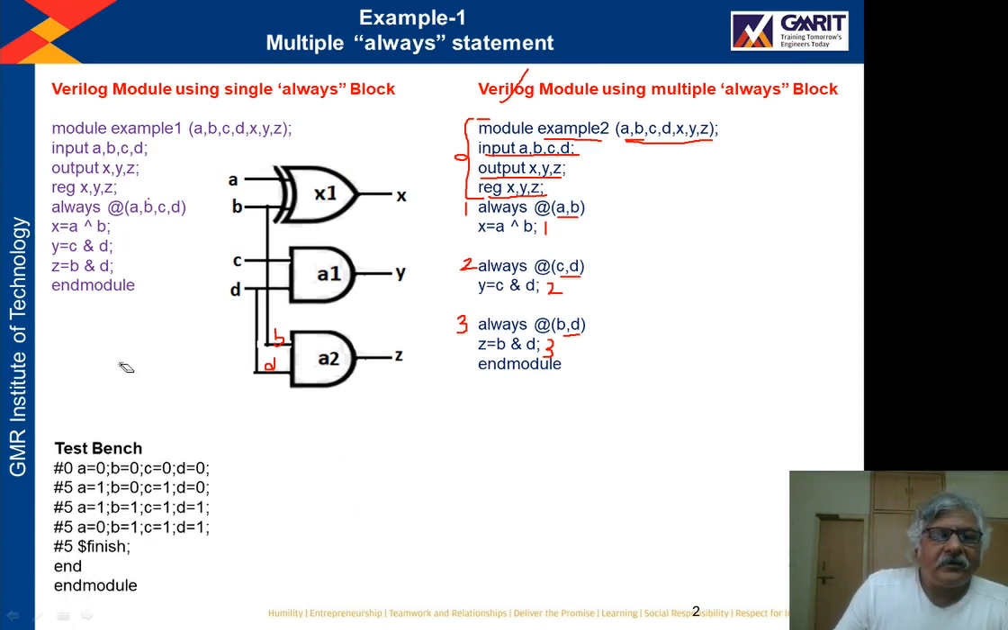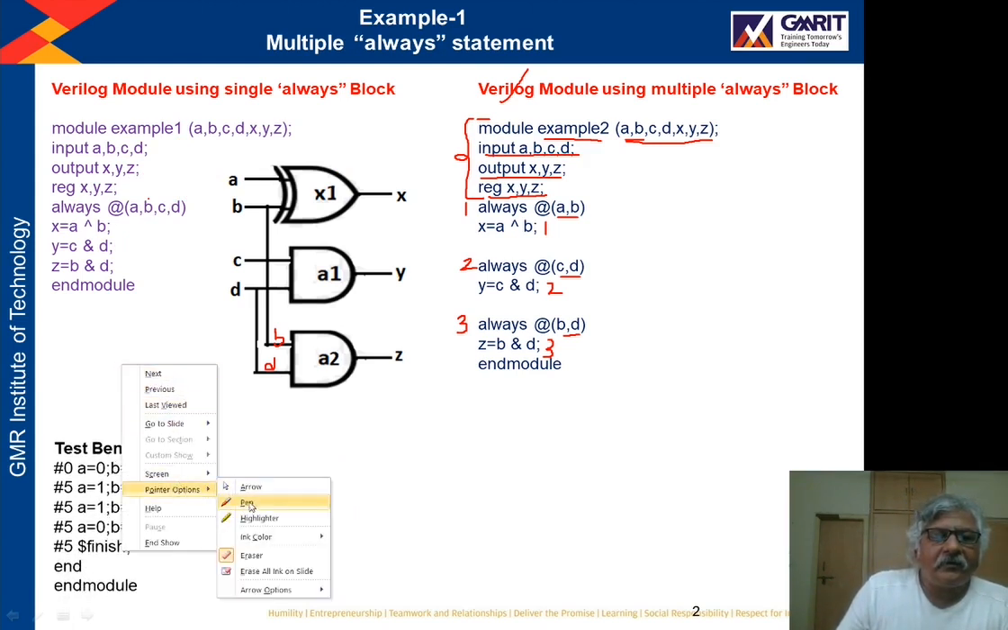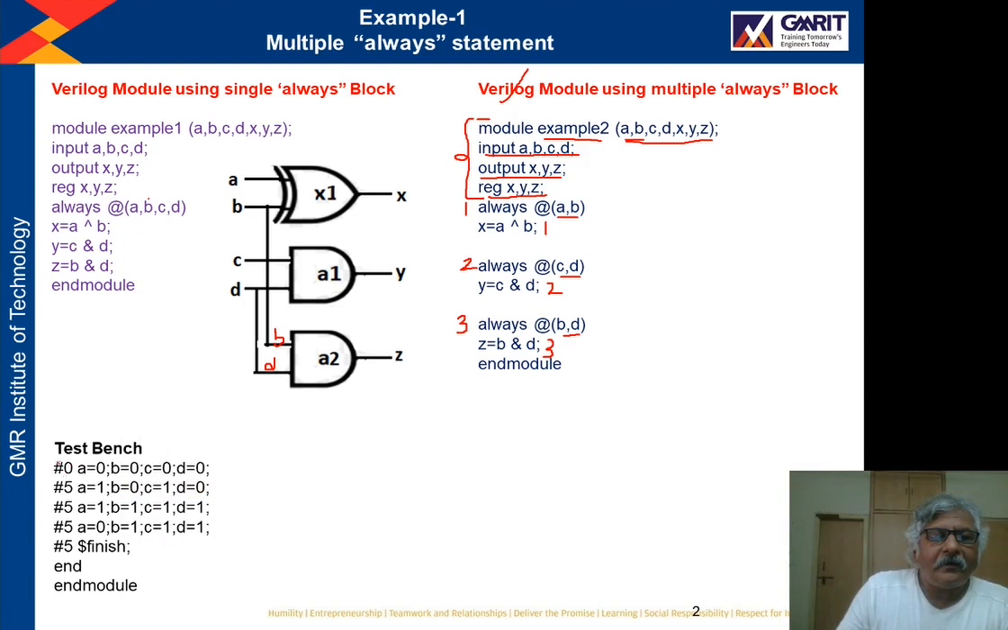Now let us take these values. This hash 0 indicates at the starting of the simulation time A, B, C, D. These values are 0. So if these values are 0, then the value of X will be 0, Y output will be 0, and Z output will be 0.